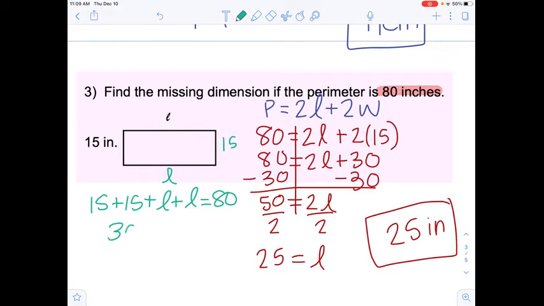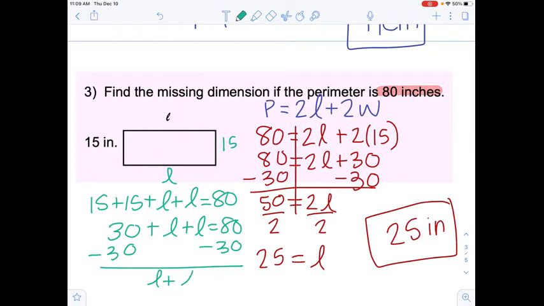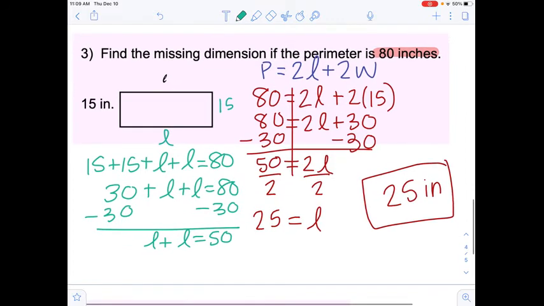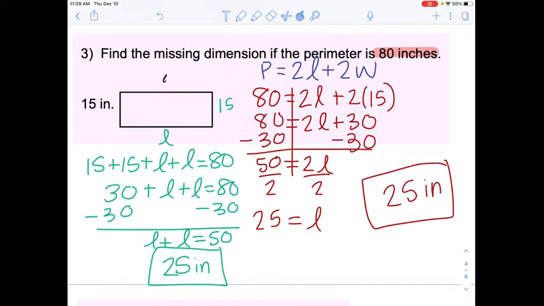Well, 15 plus 15 is 30, plus L equals 80. So I take away 30 from 80. And then we have L plus L equals 50. So to figure out what L is, something plus something, it has to be the same number, equals 50. Well, I know 25 plus 25 equals 50, so 25 inches. So that's two different ways to get it.